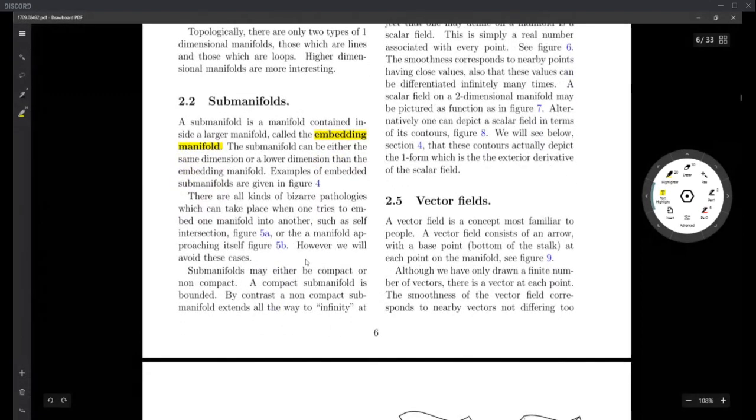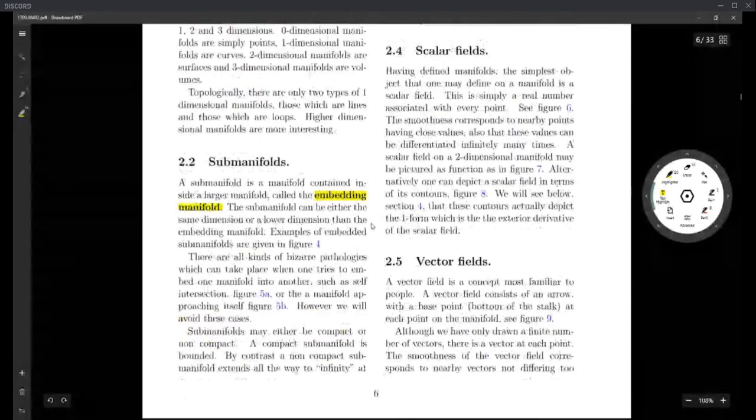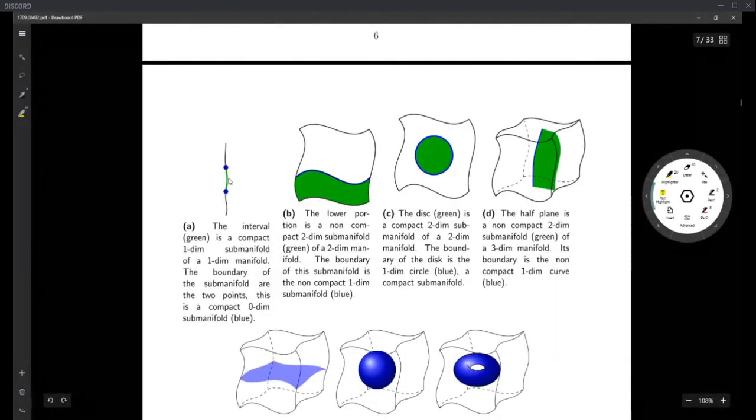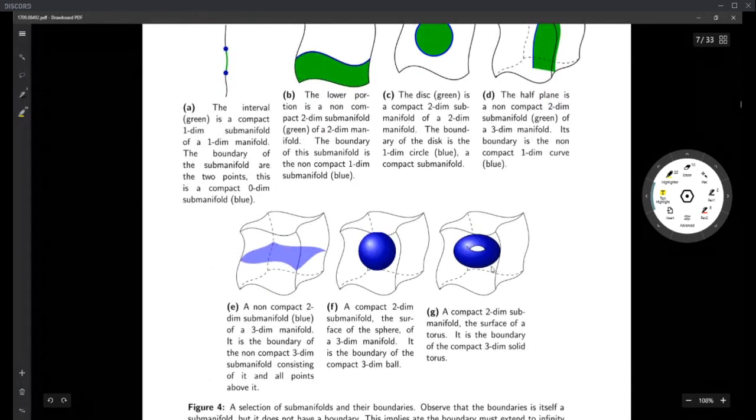Right here, I can show you some examples. Here's a submanifold within a one-dimensional manifold. And this is another, a two-dimensional manifold, and so on and so forth. There's a torus within a three-dimensional manifold and a sphere within a three-dimensional manifold.